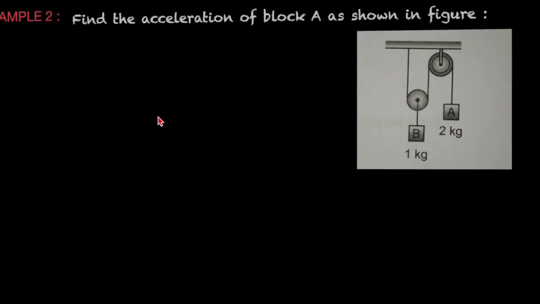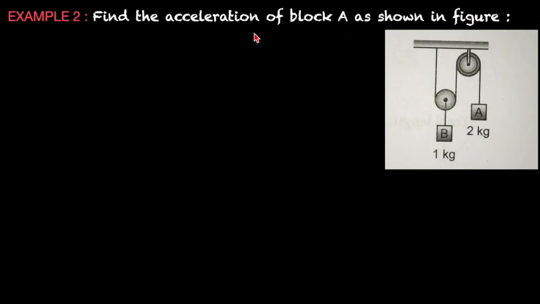Now let's come to another trick question. Here the question says: find the acceleration of block A as shown in the figure. So here you got a figure and you have to find the acceleration of the block A. Before going to our trick, first we have to calculate the tensions in these strings, otherwise you cannot use our trick. So without doing anything else, first of all you have to calculate the tension.